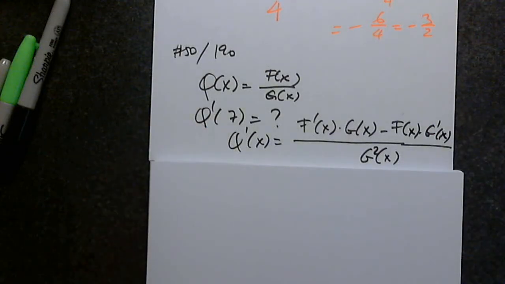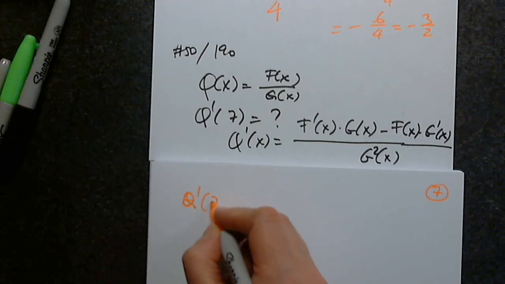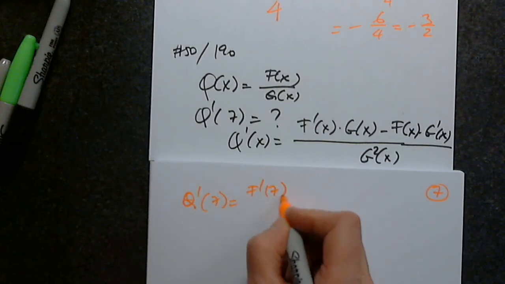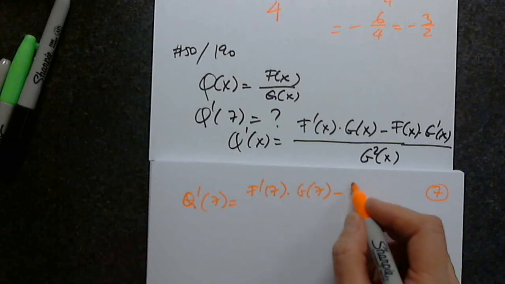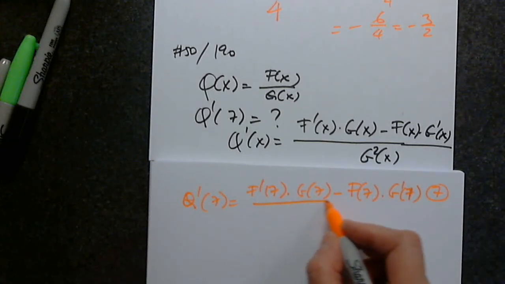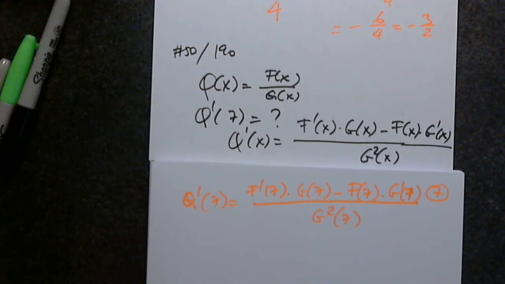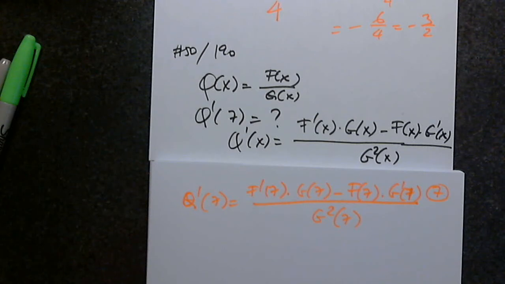So then I can just write what I need so far. See it here. So q prime of 7 equals f prime of 7 times g of 7 minus f of 7 times g prime of 7, over g squared of 7. Of g of 7 squared, if you want, it sounds better. Okay, so I want f and g at 7, and f prime of 7 and g prime of 7.